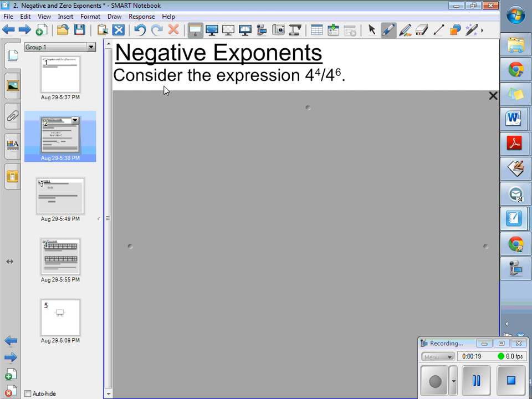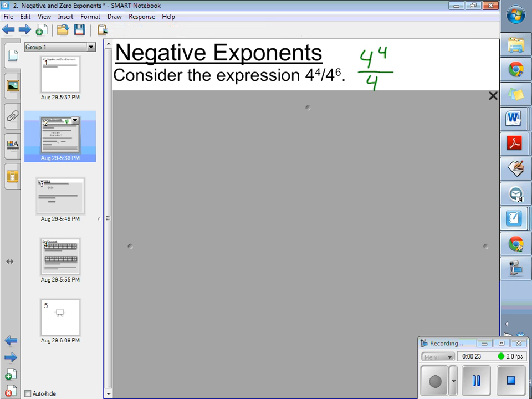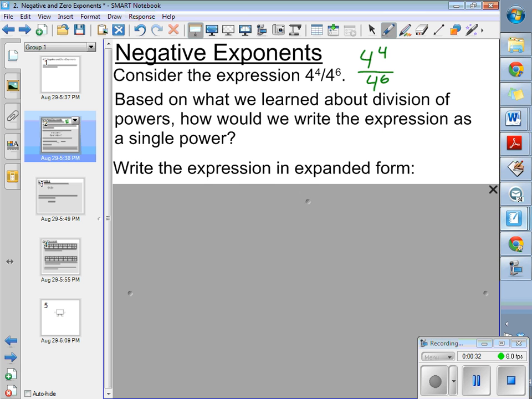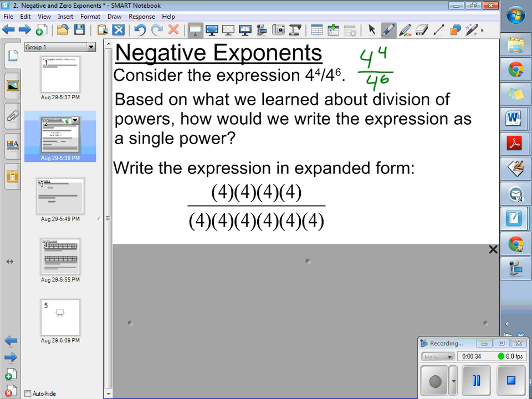This might look more like 4 to the 4th over 4 to the 6th. Based on what we learned about division of powers, how would we write the expression as a single power? It would look like this, right?